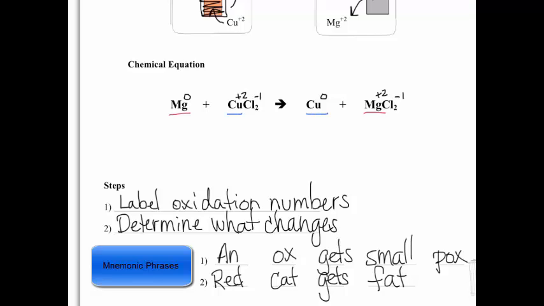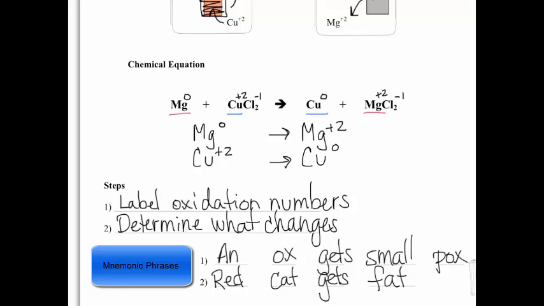We should be able to write our half reactions now for each of those. Remember, you're only dealing with one element when you write a half reaction. On the reactant side, magnesium is Mg 0. I'm going to leave a little space and put the reaction arrow. And then on the product side, it's Mg +2. And then copper, I'm going to do the electrons when I'm done. Copper starts out as +2, and on the product side, it's 0.